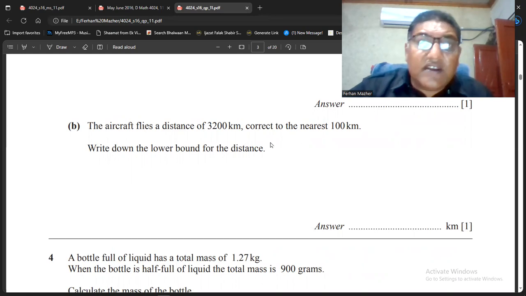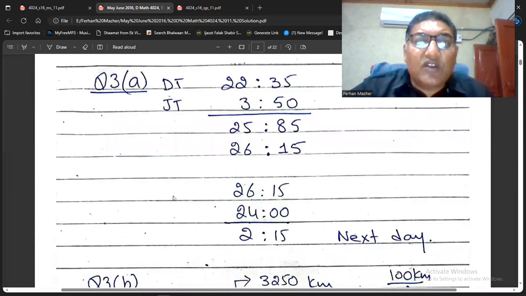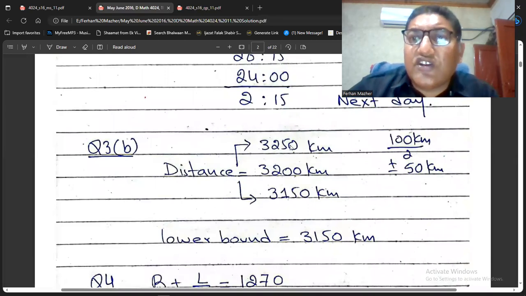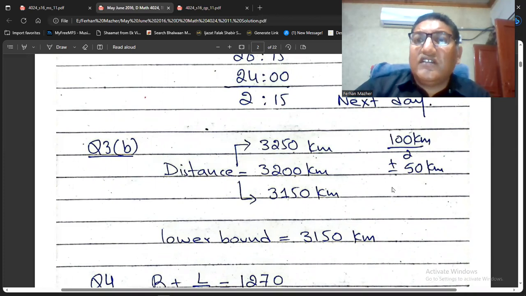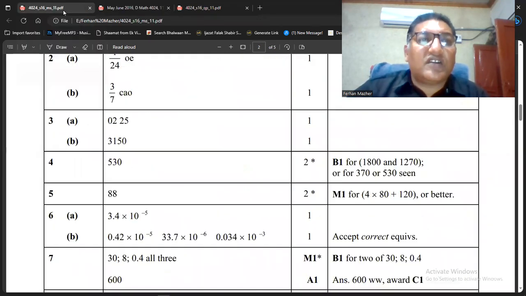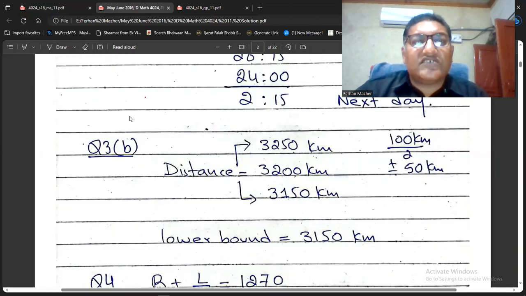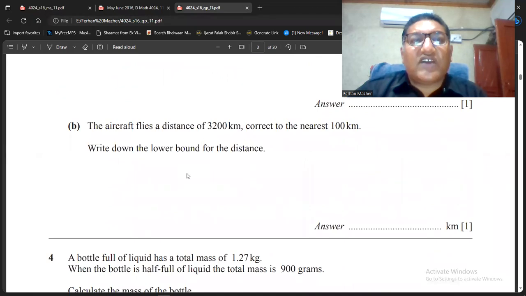So divide the 100 kilometers by 2, you get 50 kilometers. So you will add 50 kilometers to this distance. You get 3,250. That is the upper bound. You subtract this 50 kilometers from 3,200, you get 3,150 kilometers. That's the lower bound. Their question is, what is the lower bound? That is 3,150 kilometers. This is my solution. The answer is right.